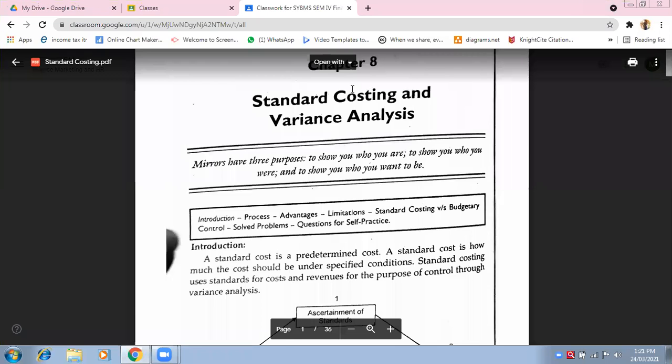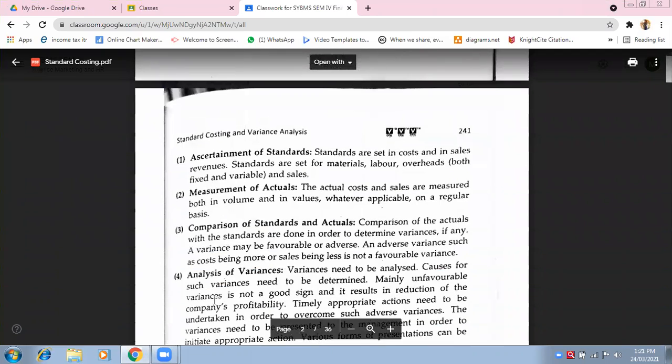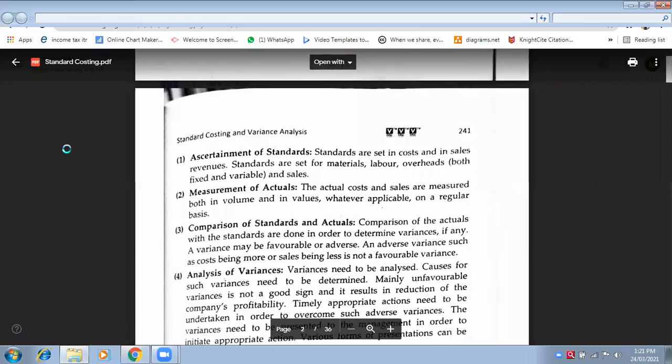See, we have started this chapter, standard costing and variance analysis. I have one more folder. Let me open that too.